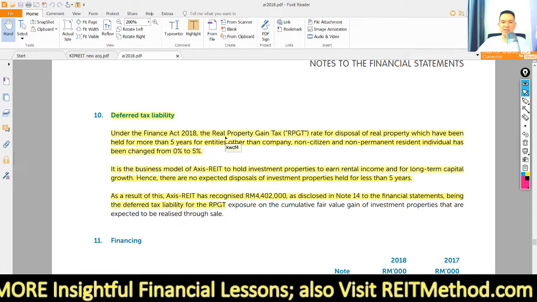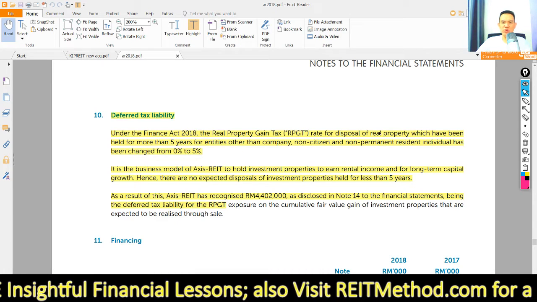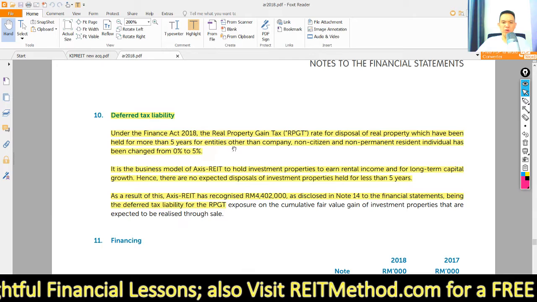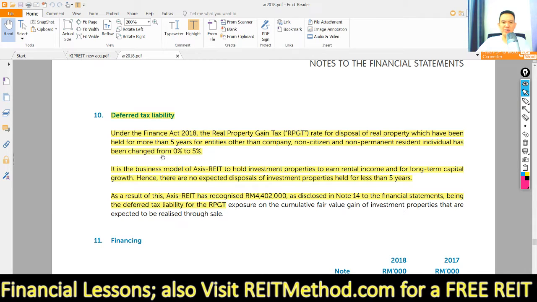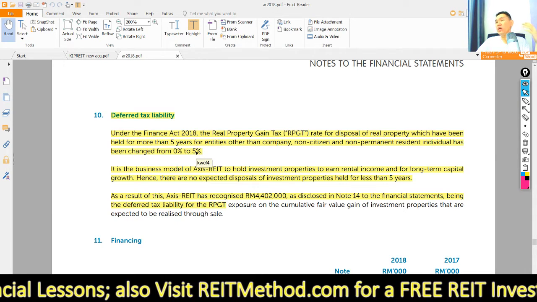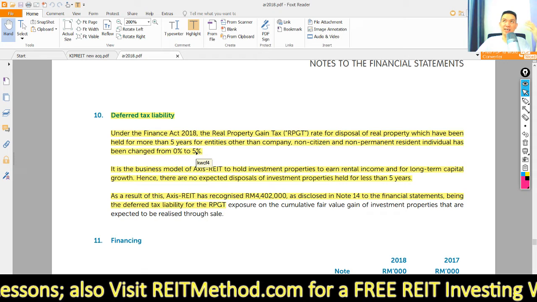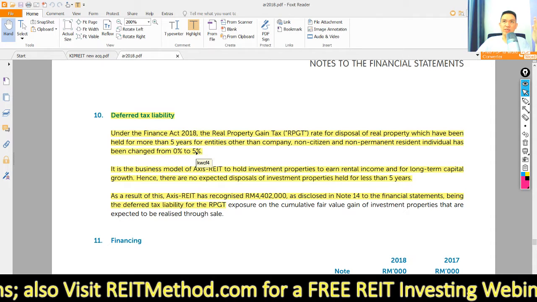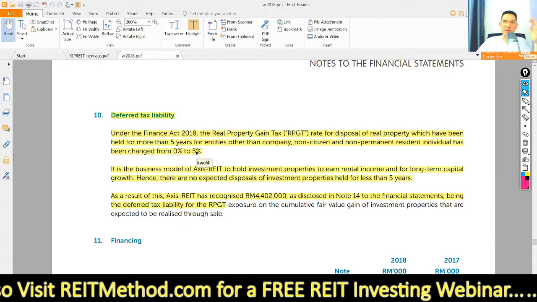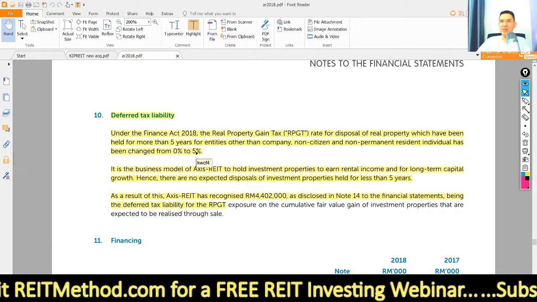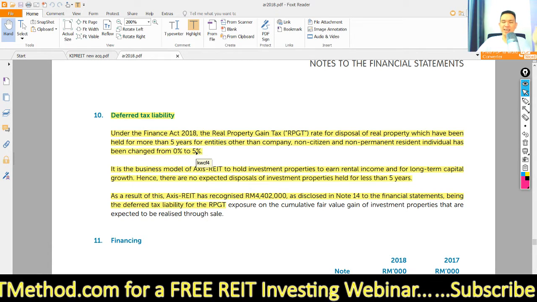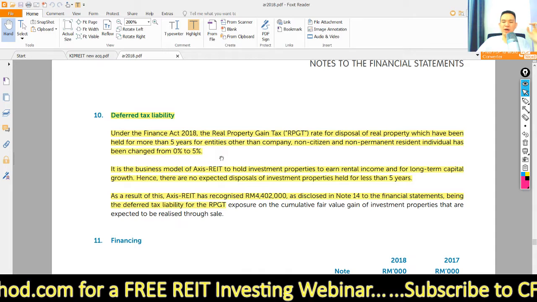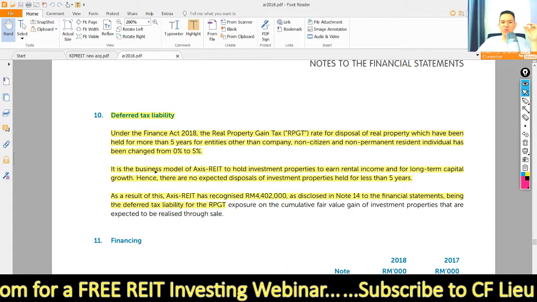When they sell a property, real property gain tax is still applicable, right? However, for more than 4 years, the non-citizen rate has been changed from 0.5%. As you know, Budget 2019 has changed this. Previously, after holding a property for 5 years and then selling it, you were not imposed real property gain tax, but now it is. So when they actually sell the property, there will be property gain tax.